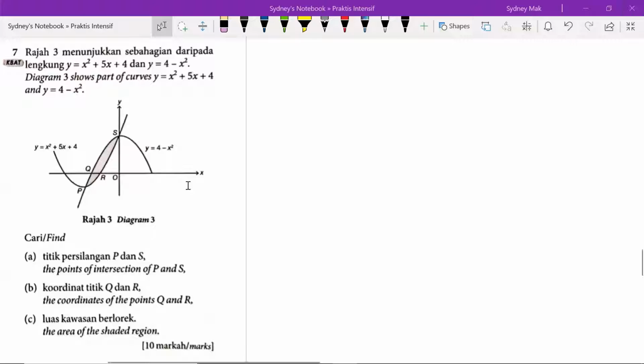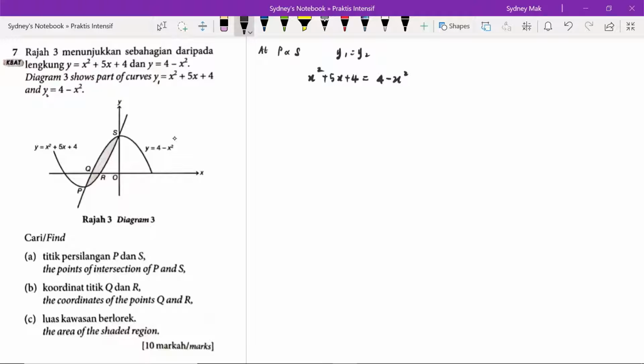So where is P, where is S? P is here and S is here. Basically P and S are the points of intersection of these two curves. So at points P and S, y1 equals y2. Let me just label, let this be y1 and this is y2. At P and S, y1 equals y2, and therefore x squared plus 5x plus 4 equals 4 minus x squared.